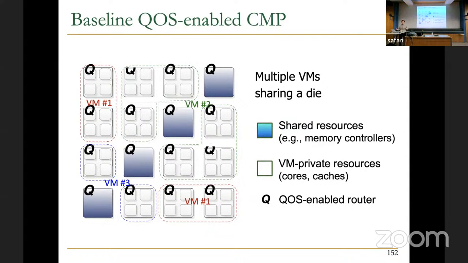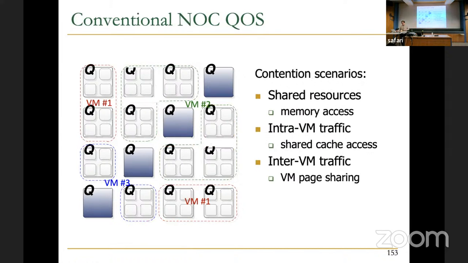And virtual machines clearly cannot get allocated to multiple cores. Right? And all of these routers are quality of service enabled, as you can see. Virtual machine one may be communicating from here to here, somehow. And virtual machine two and virtual machine three can be doing that also. So there could be many contention scenarios over here, right? You can have shared resources. You can have memory access, for example. So this virtual machine may want to access the memory over here, and then there could be another virtual machine trying to access memory over here.